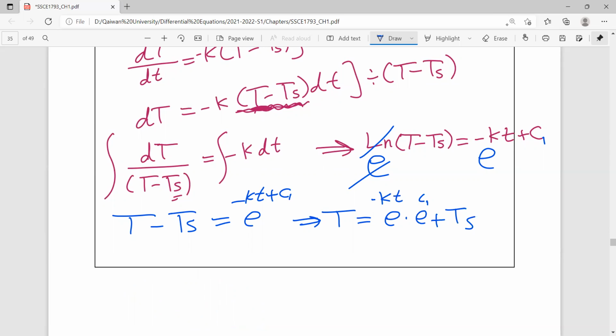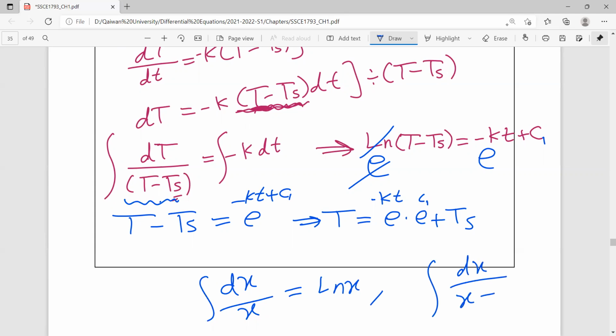Do you know how this integration equals that? This integration is the same as this one. If we have dx over x, what's the integration of this function? Ln of x. So what if we have dx over x minus 3? Let's see, it's the same. It equals ln of x minus 3. Is it?